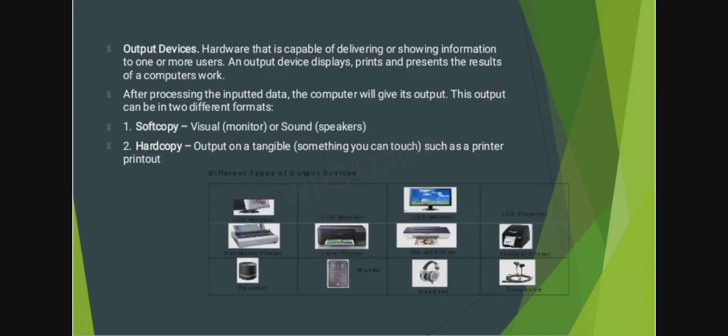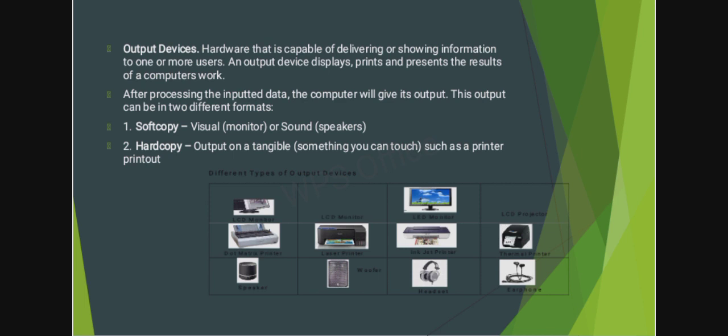An output device is capable of delivering or showing information to one or more users. An output device displays, prints, and presents the result of work on a computer. Examples are soft copy and hard copy. Soft copy is visual, like a monitor, or sound, like a speaker. This is visual output we cannot touch, while hard copy output is tangible.